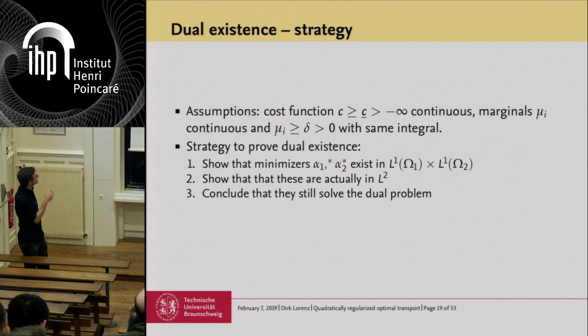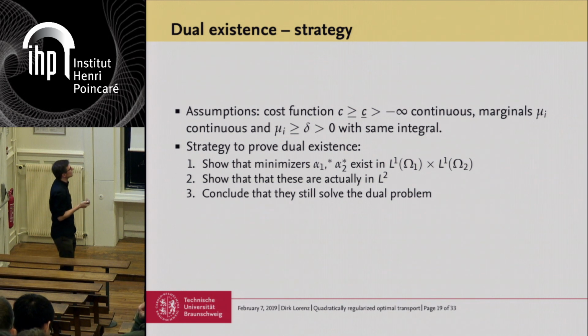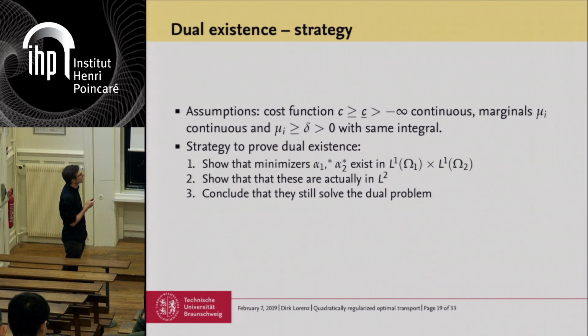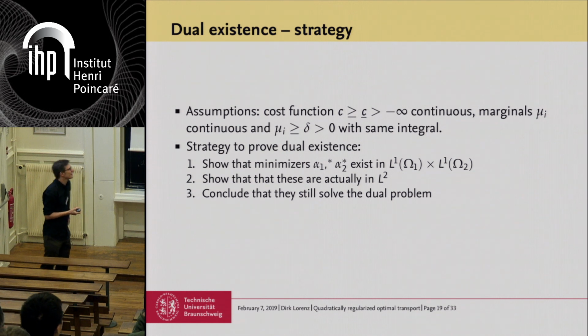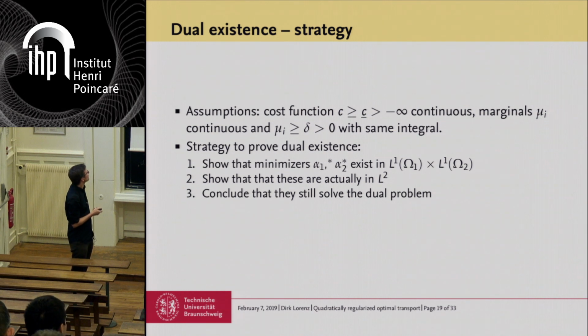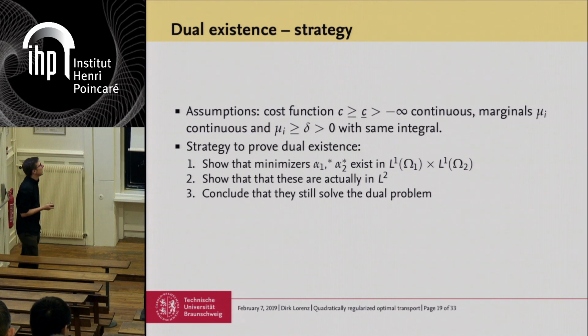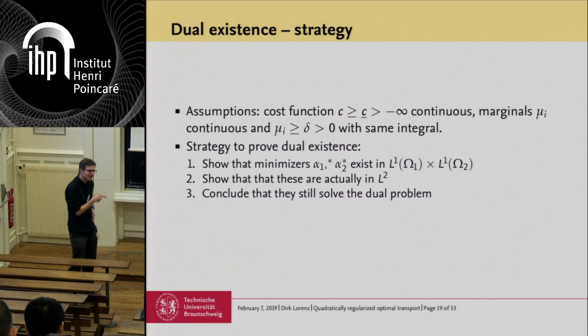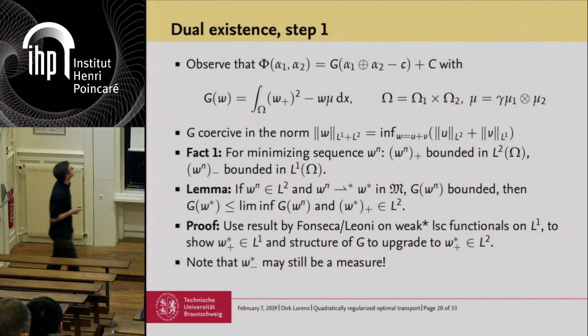What we need as assumptions is that the cost function is bounded from below by something. The marginals should be continuous for our analysis, and we also need them bounded away from 0, so the marginals should be larger than some delta. And they have the same integral, just to make the problem feasible. So our strategy to prove dual existence is to first show that minimizers exist in L1, then show that they're actually in L2, and then conclude they still solve the problem. So we work our way towards existence in L2, but we have to make a detour over the spaces of measures and over L1.